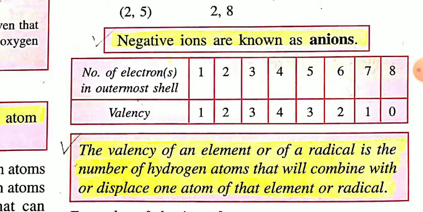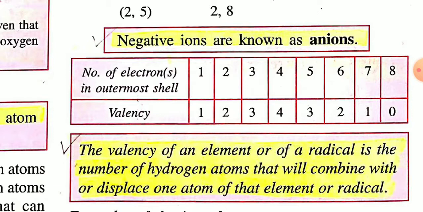But if the number of electrons in the valence shell is greater than 4, that is 5, 6, 7, or 8 electrons in the valence shell, then valency is equal to 8 minus the number of electrons in the valence shell.